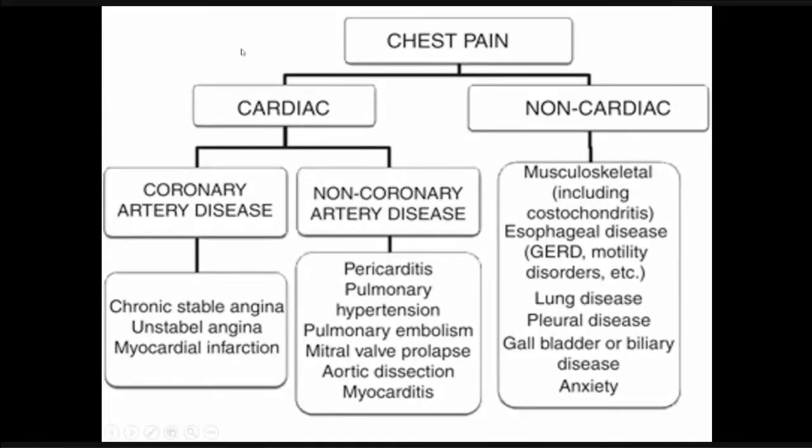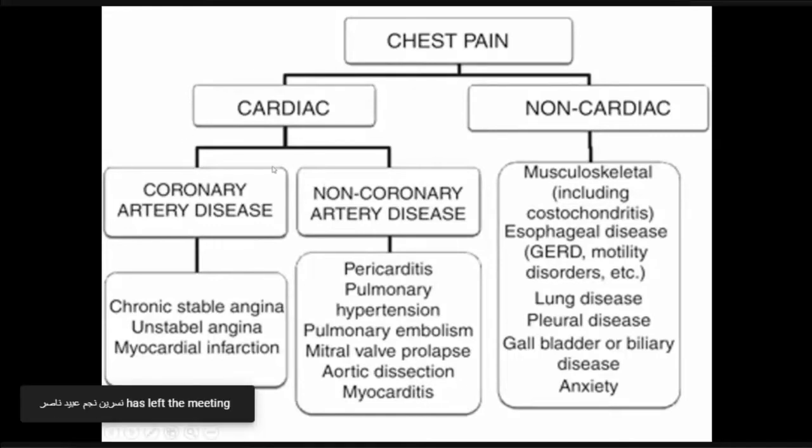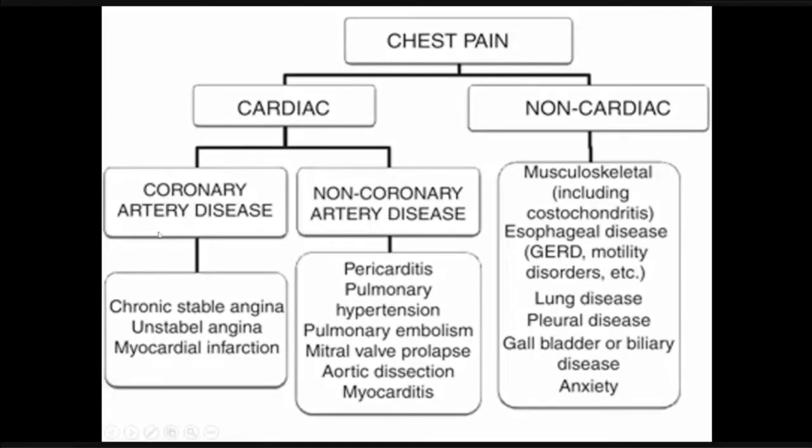بينما cardiac pain نقسمها إلى قسمين، إنه ممكن coronary artery disease or non-coronary artery disease. Coronary artery disease like chronic anginal pain or myocardial infarction, while non-coronary artery disease like pericarditis اللي هو inflammation of the pericardium. It will lead to pain, which is also sharp, not ischemic in nature. Pulmonary hypertension, pulmonary embolism, mitral valve prolapse, aortic dissection. All of these are cardiac causes of pain, but they are not related to the ischemia.